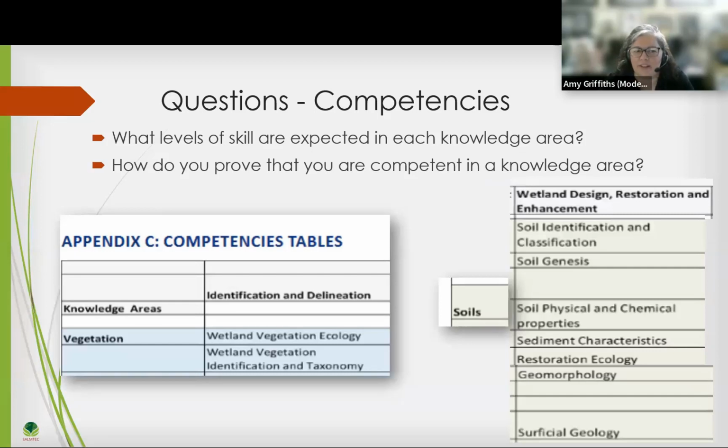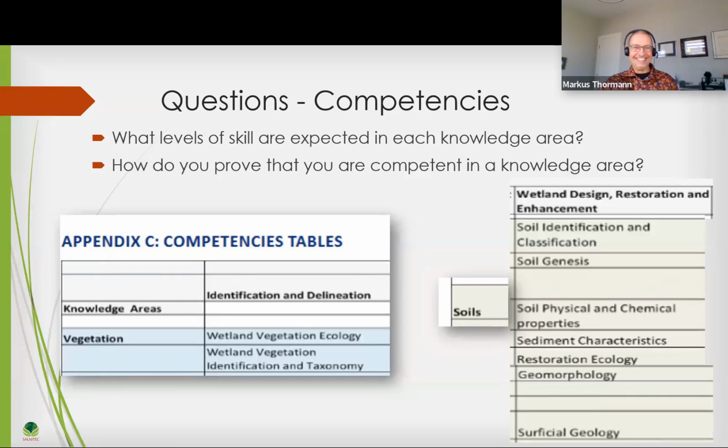What levels of skill are expected in each knowledge area? And of course, you don't need to speak to them all, but just maybe pick out a couple of your favorites, or maybe ones that you find are either unclear or something like that. And then just in general, how do you feel people are expected to prove that they're competent in a knowledge area? So big questions. We'll throw it over to Marcus first.